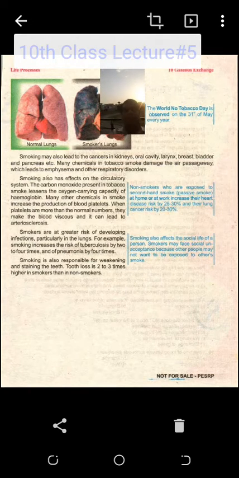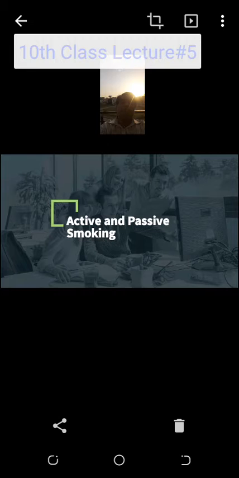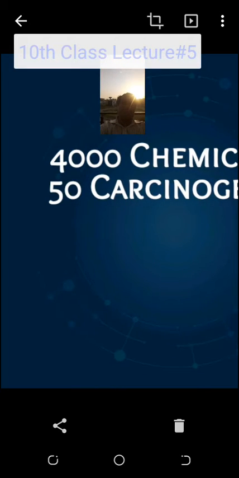If you see this slide, you will be able to know how injurious the smoker is, to how much extent. The important thing, look at these chemicals: one smoker's smoke consists of 4,000 chemicals, and 50 are carcinogenic. What is carcinogenic? I will tell you. Carcinogenic means cancer-producing chemicals. When they produce cancer, it means uncontrolled cell division.